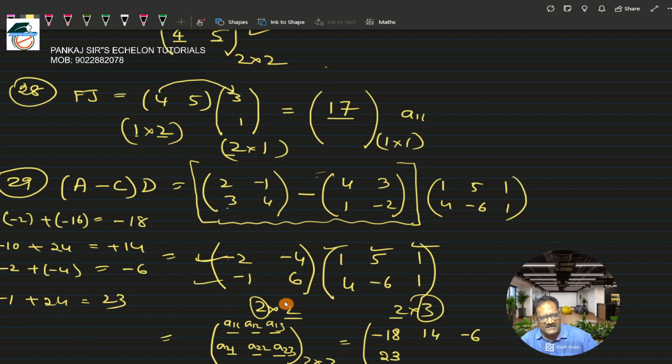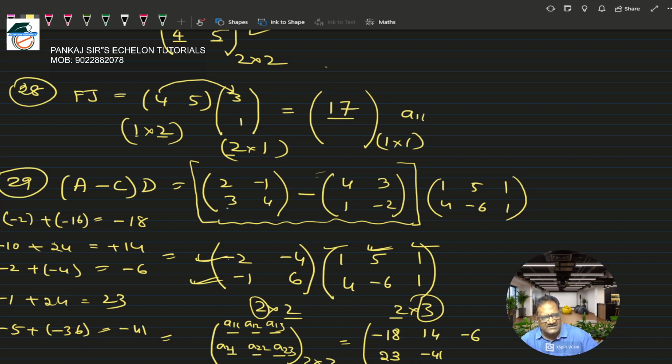Right. Then A22 is a second row and the second column. So minus 1 into 5 will be minus 5, plus 6 into minus 6 will be minus 36. This will be minus 36 minus 5, how much? 41. So this will be minus 41.